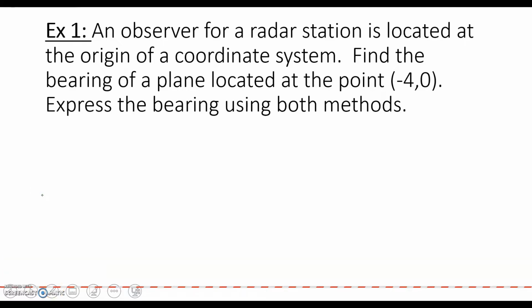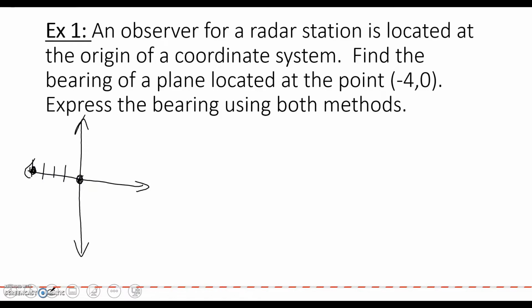Okay, so we have an observer at a radar station that's located at the origin of the coordinate system. So I'm going to sketch a coordinate system. And the observer is at the origin of that coordinate system, so here. And we want to find the bearing of a plane that's located at the point -40. So -40, that's -2, -3, -4. -40 is here. So this is where the plane is. Here's where the observer is.